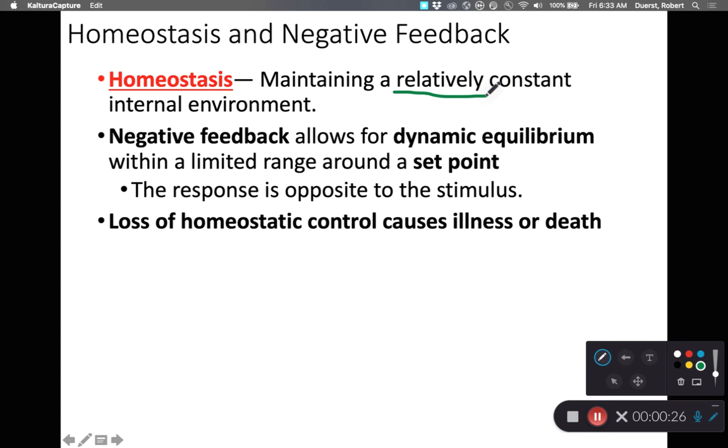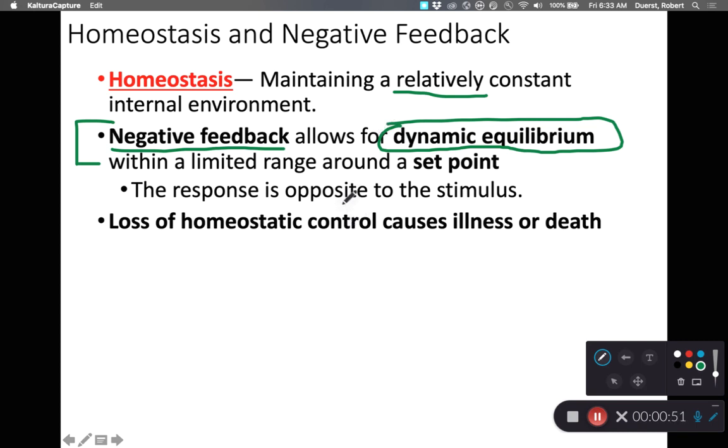For instance, our body temperature can go up or down a little bit. Our blood sugar content can go up and down just a little bit, but they need to hover around a predefined set point. And when we think of feedback for homeostasis, negative feedback is the most common kind. It allows for this dynamic equilibrium, this hovering of a variable around a predetermined set point.